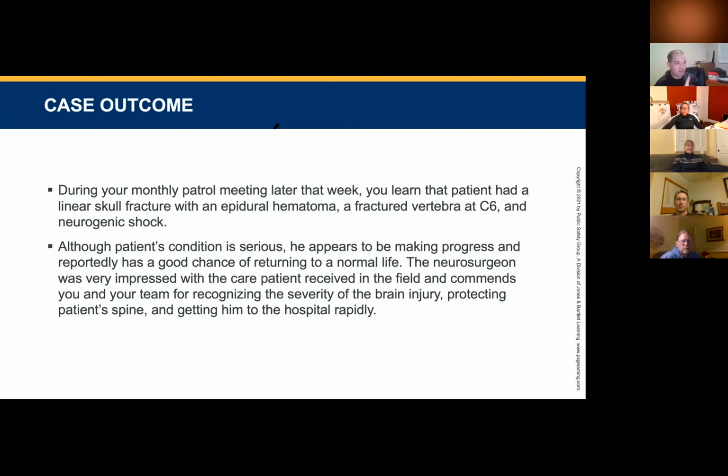All right, question for you. How often does a neurosurgeon come back to Ski Patrol and say, good job, guys? Never. I can't say I've ever had a neurosurgeon come back and say, EMS and Ski Patrol, we appreciate you guys. But hey, in this scenario, it's there for feel good.